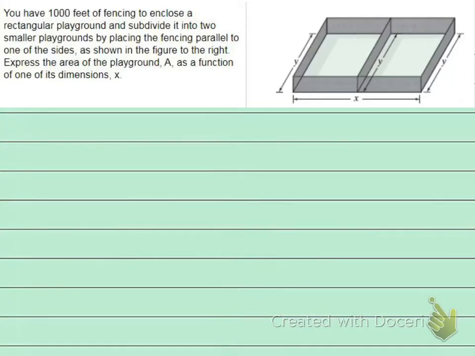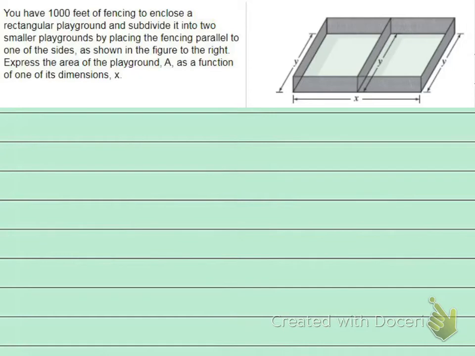All right, here is a great problem. I like to call this the tennis court problem because it's like you have this yard and you're separating your two tennis courts with a fence in the middle. So it says you have 1,000 feet of fence to enclose a rectangular playground and subdivide it into two smaller playgrounds by placing a fence parallel to one of the sides.